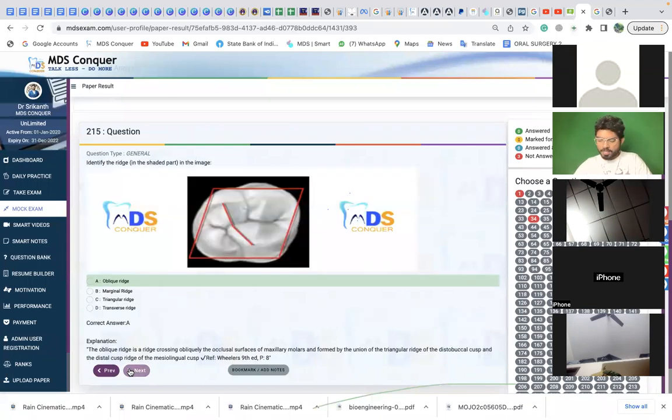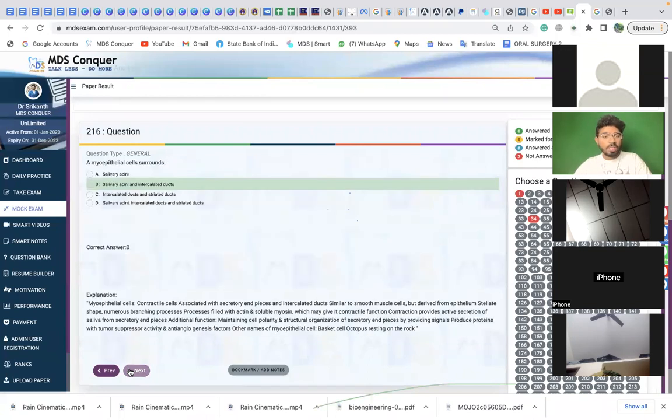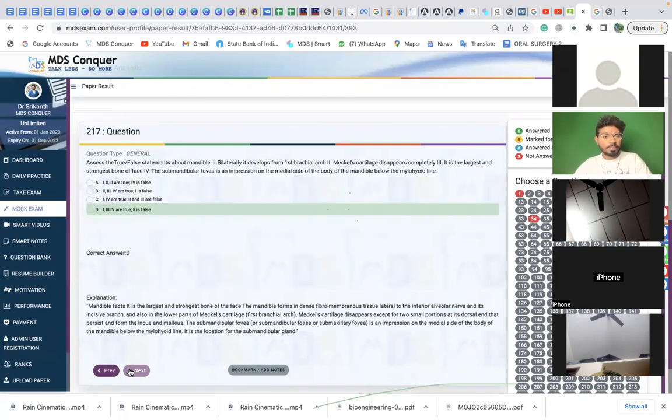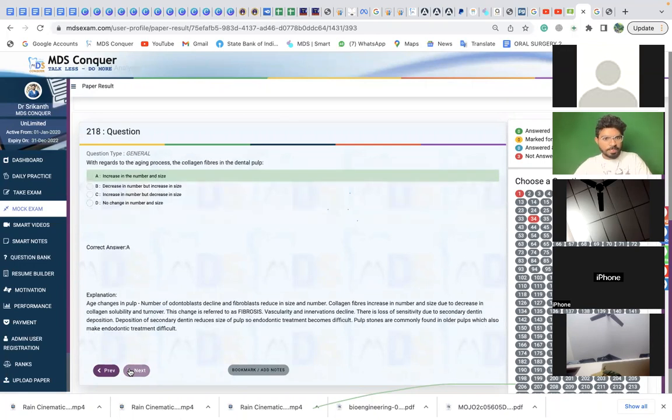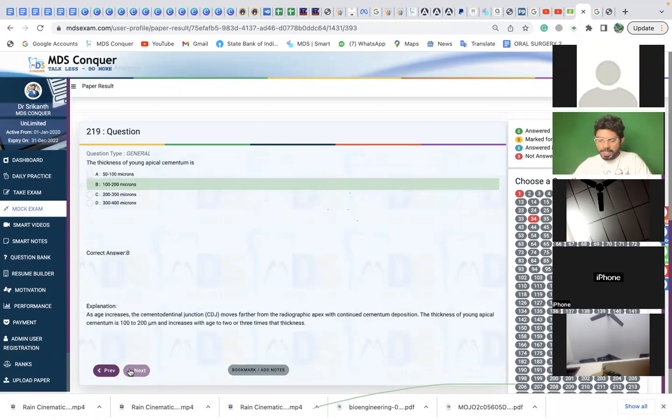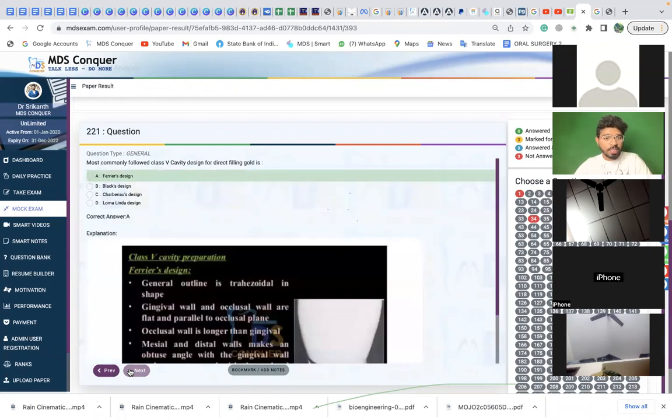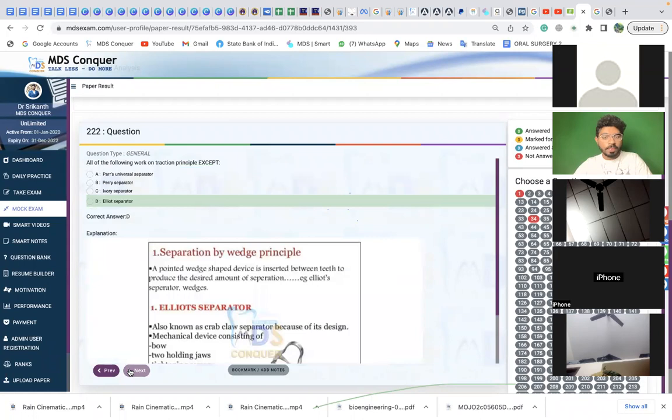I'm not including this, but I'm including this very easy oblique reach. This is easy. Not including this. Easy. Easy. I told you to remember cementum dimensions, very commonly asked question. I'm not including this. I'm not including this also. This is easy.